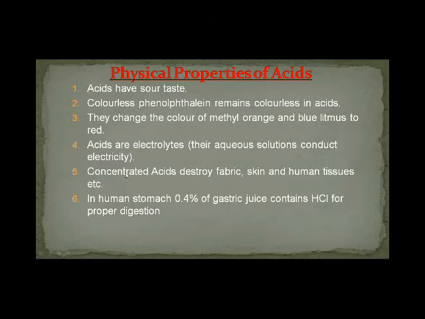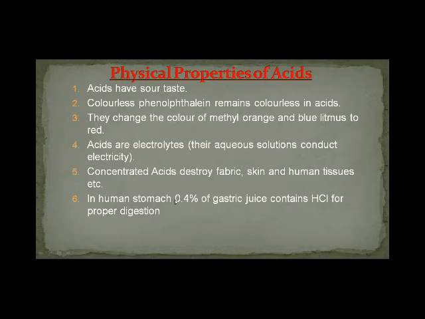Fifth point, concentrated acids destroy fabric, skin, and human tissues, etc. What is actually concentration? When the acid is pure, meaning you have only a little quantity of water, it is concentrated. If a lot of water is present in an acid or base, its solution becomes dilute. So concentrated acids destroy our skin, fabric, and human tissue. These are the reasons why concentrated acid damages skin, because it is in pure form.